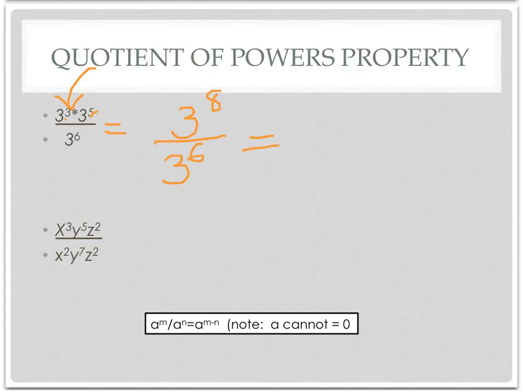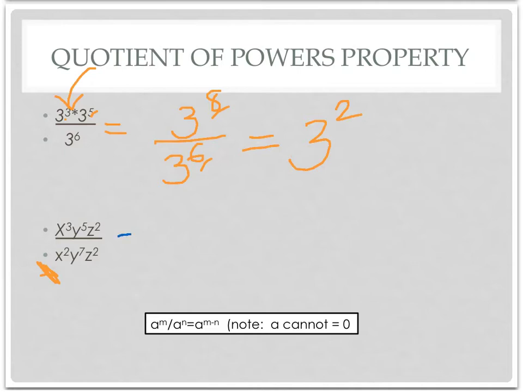And of course, for all of you that are figuring out the shortcut, when we divide, or we have a quotient of powers property, the shortcut is to subtract. So of course, 8 minus 6 is 2, and the answer here is 3 squared. So knowing that, I'd love you to try this problem on your own. So please pause the video, solve the answer, and when you're done, press play to see if you have it done correctly.